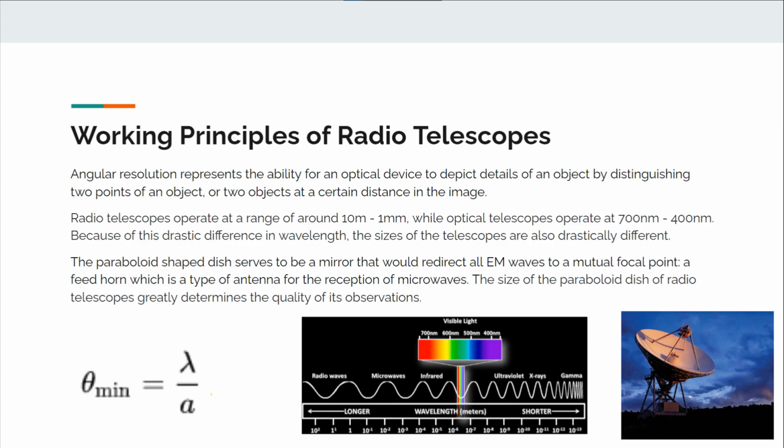So in this case, lambda represents the wavelength of the radio wave, and alpha represents the diameter of the observing objective. So it is noticeable that for a better observation, alpha, or the diameter of the dish, would need to increase. So the size of the paraboloid-shaped dish of radio telescopes greatly determines the quality of its observations. Radio wavelengths are significantly longer than wavelengths of visible light, and longer wavelengths naturally cause resolutions to be poor, and this is one of the major problems of early stages of radio astronomy.